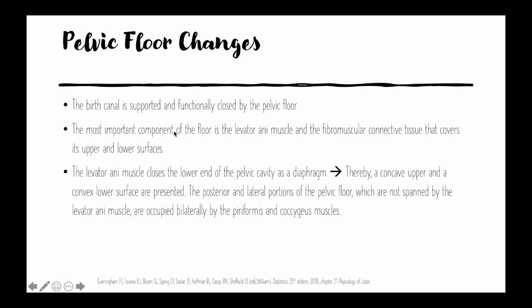The birth canal is supported and functionally closed by the pelvic floor, and the most important component of the floor is the levator ani muscle and the fibromuscular connective tissue that covers its upper and lower surfaces. The levator ani muscle closes the lower end of the pelvic cavity as a diaphragm, and thereby a concave upper and a convex lower surface are presented. The posterior and lateral portions of the pelvic floor, which are not spanned by the levator ani muscle, are occupied bilaterally by the piriformis and the coccygeus muscles.